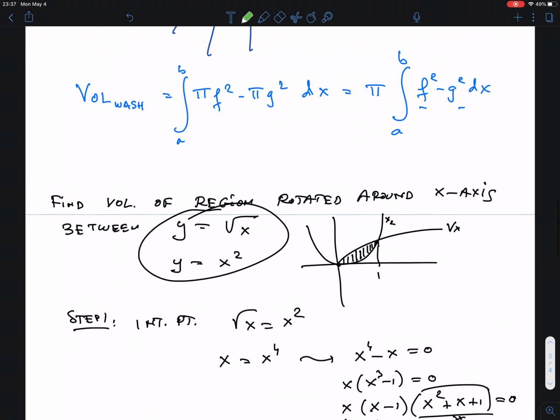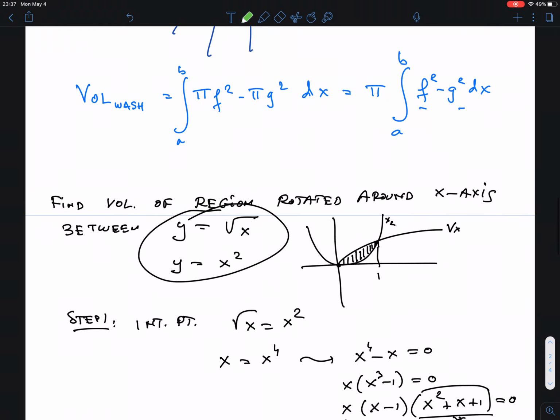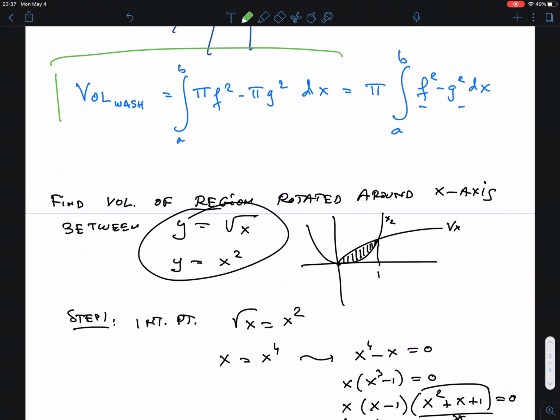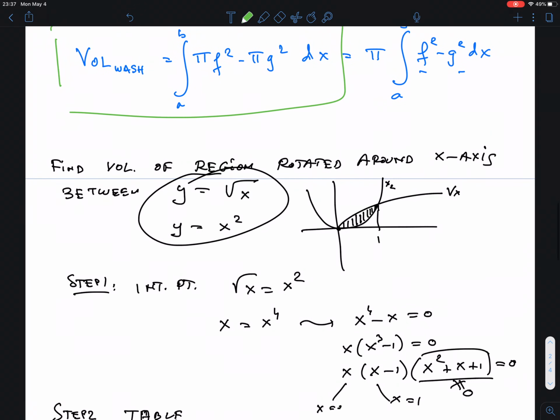So in my formula, this is the formula that we will use most of the time, but I should actually really write a formula like this. The volume of a washer, using the washer method, is the integral from a to b of pi times R outer squared minus pi times R inner squared. And what we need to find out is what is our outer, what is our inner, which in this case is these functions f and g. Our outer will be the top curve, our inner will be the bottom curve.